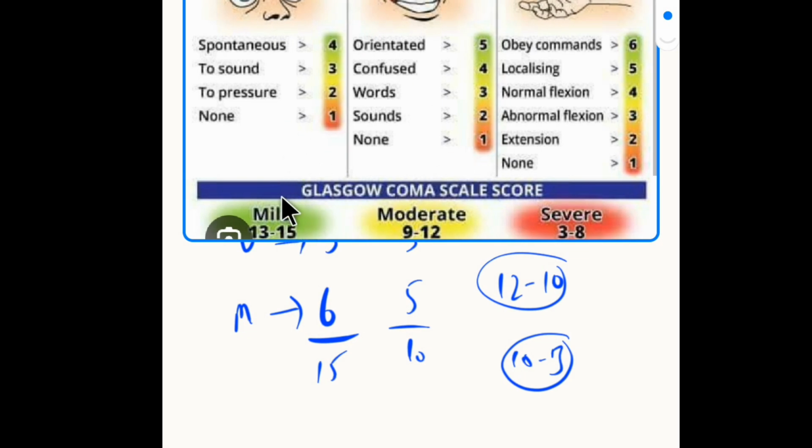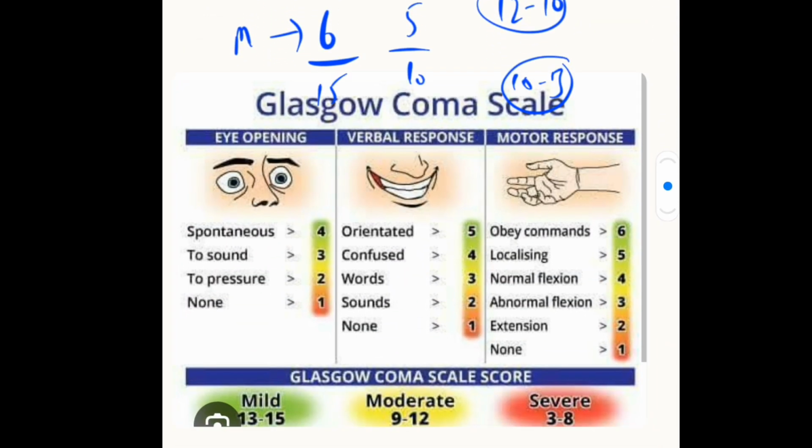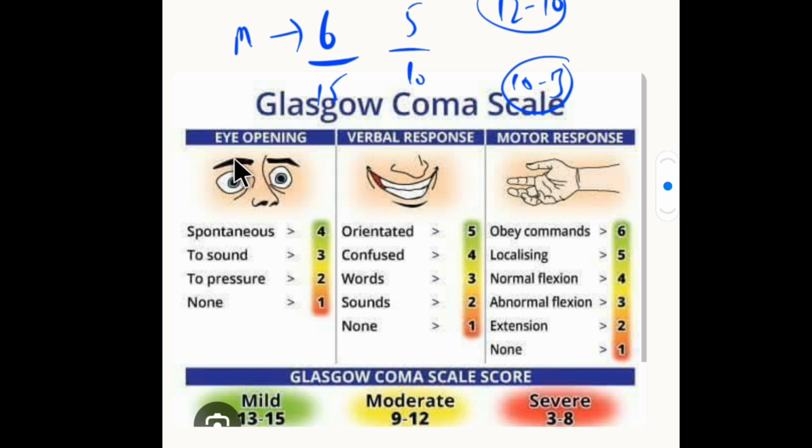Now, in the Glasgow Coma Scale, if you count all the numbers, if the scale gives you 13 to 15, it is mild. If it gives you 9 to 12, it is a moderate condition. But if it is 3 to 8, you have to remember 3 to 8 on the Glasgow Coma Scale, it is a severe condition. So you have to remember this.